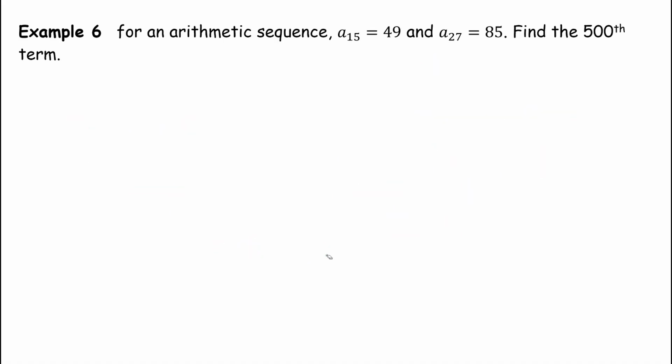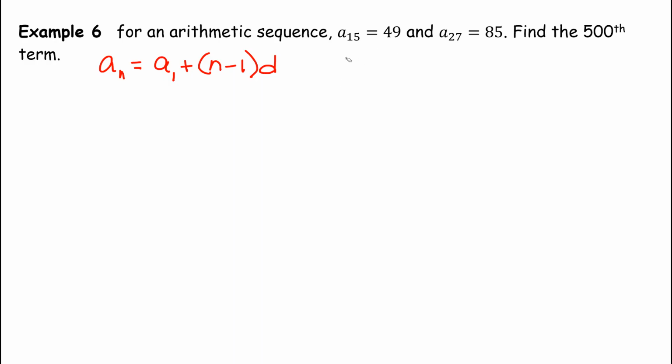Okay, for an arithmetic sequence, a sub 15 is 49 and a sub 27 is 85. Find the 500th term. All right, so a couple things we need to find out here. We need to find out what the common difference is. We need to find out what the first term is, because if we know those, we'll be able to find the 500th term, since it's an arithmetic sequence: a sub n is equal to a sub 1 plus n minus 1 times d. We don't know d, and we need to find it. We don't know a sub 1, and we need to find it. But we know two terms, which means we'll be able to write two equations with two unknowns.